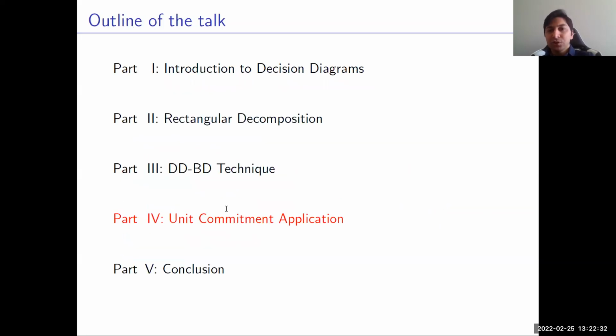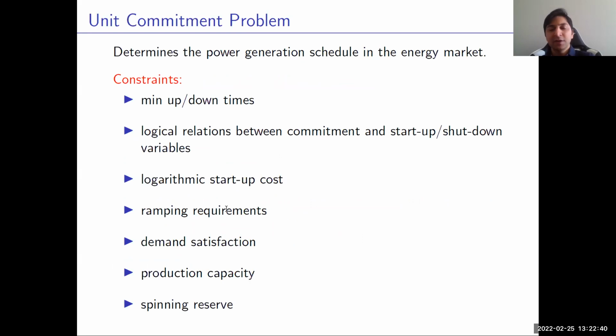Okay, so to show the potential of this DDBD approach, we apply it to the unit commitment problem, which is an important problem class that appears in energy applications. The unit commitment problem tries to determine the power generation schedules over a given time horizon to satisfy the power demand. This problem is often modeled as a mixed integer linear program with the following constraints. I won't get into the details of the constraints in the interest of time, but just to give an idea of what constraints we consider here: minimum up-down time requirements, logical relations between the variables representing commitment, startup or shutdown of the generators, logarithmic startup cost functions, ramping requirements, demand satisfaction, production capacity, and the spinning reserve.